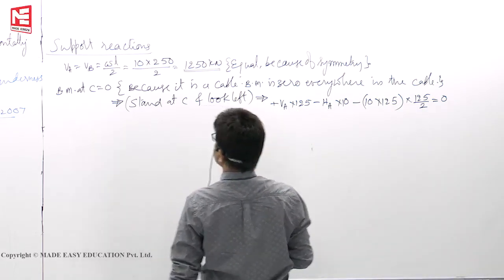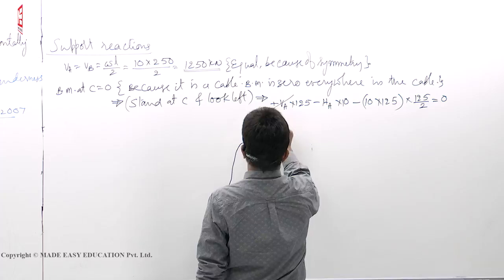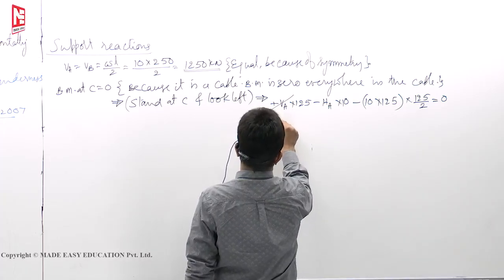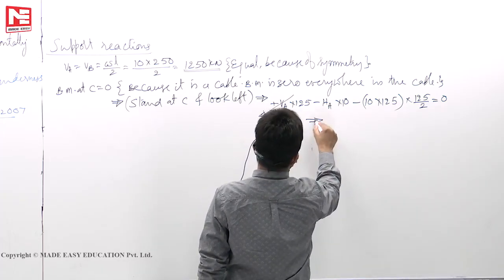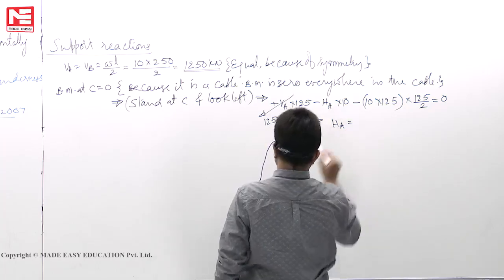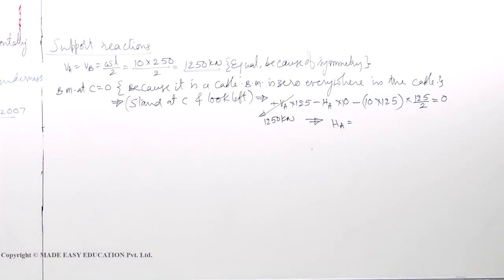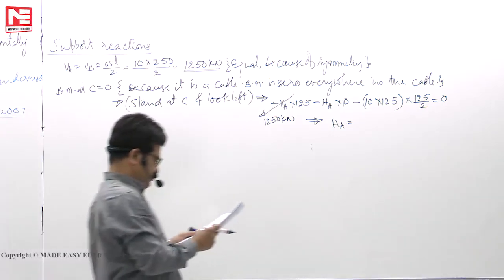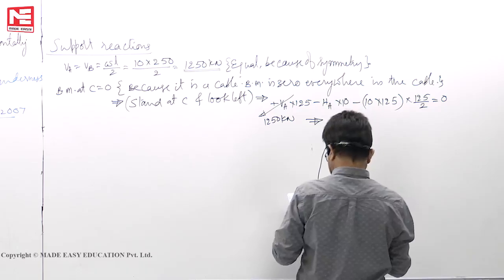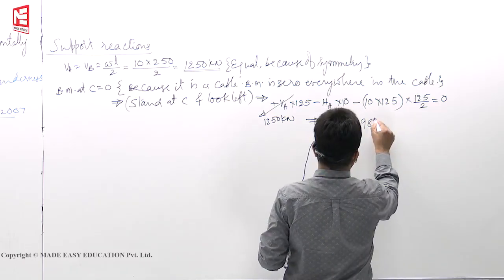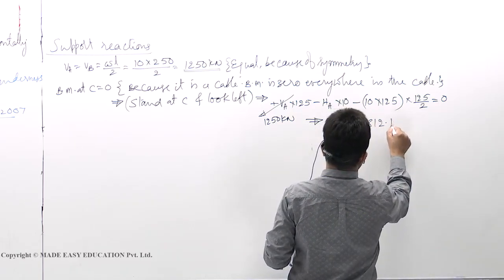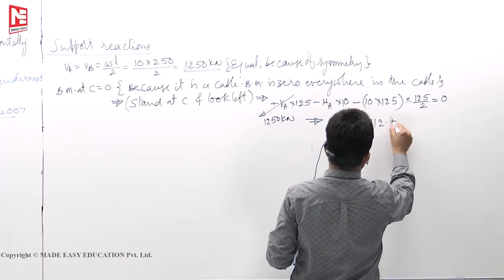Okay. So VA we already know is 1250 kilonewtons. So from this, HA you will get, this HA is 7812.5, 9812.5.